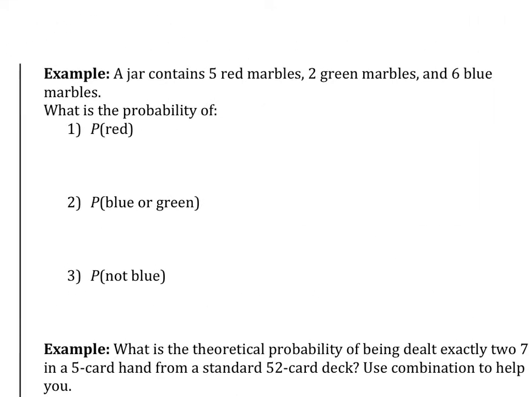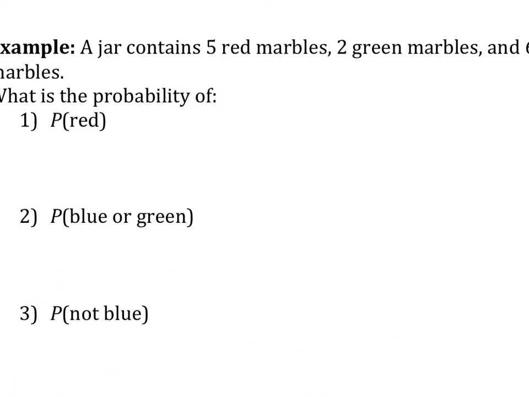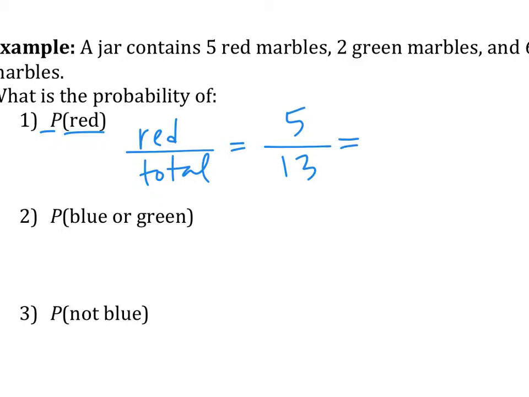A jar contains 5 red marbles, 2 green marbles, and 6 blue marbles. What is the probability of P(red), meaning the probability of getting red? So you want red out of total. How many reds are there? 5. How many total marbles are there? 13. So 5 out of 13, and you can change it to a percent if you want. What is that in percent? 38.